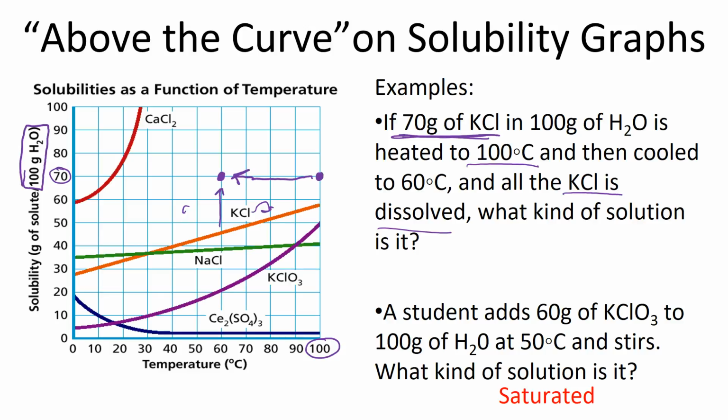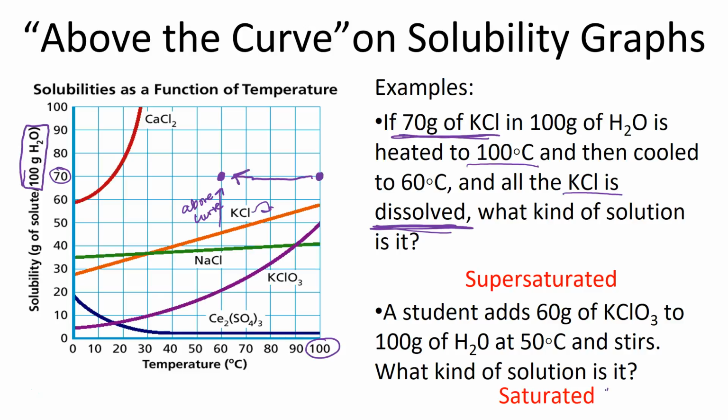So I'm still above my curve, which gives me two options. It could be supersaturated or saturated. Now, they tell us that all the KCl is dissolved. If all of it is dissolved, that means it will be a supersaturated solution. A saturated solution would still have some solid left undissolved.